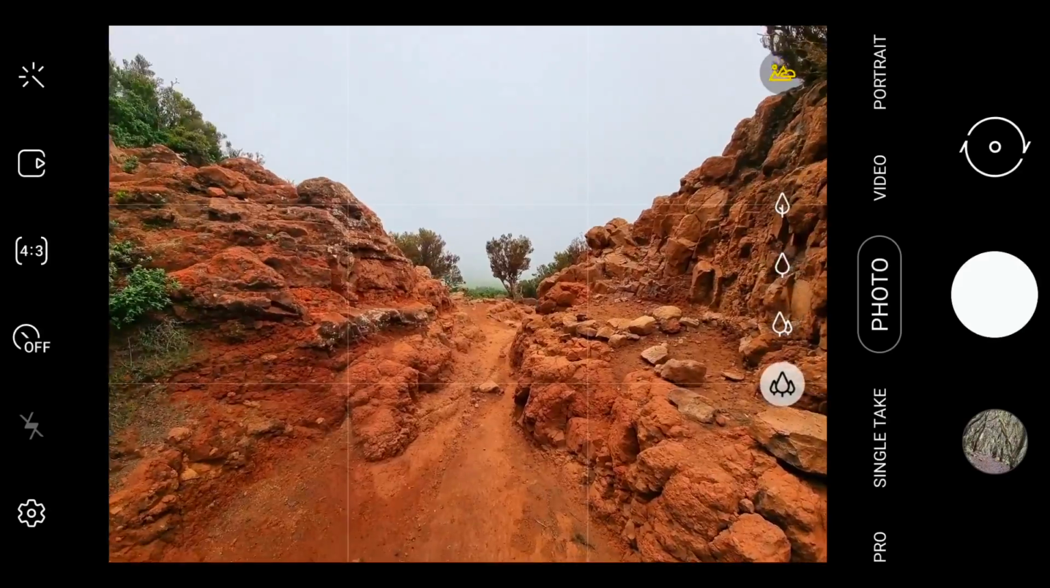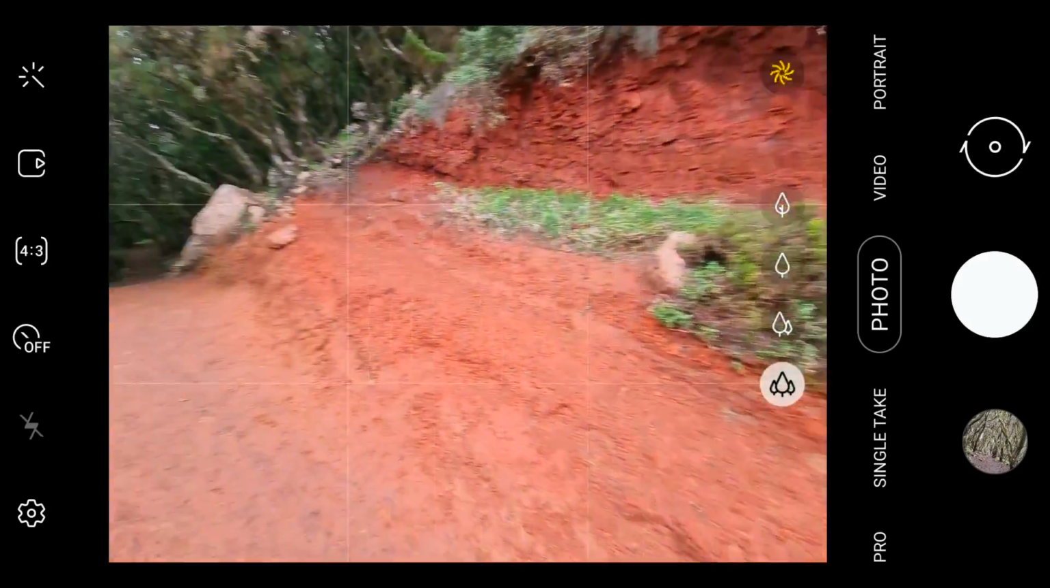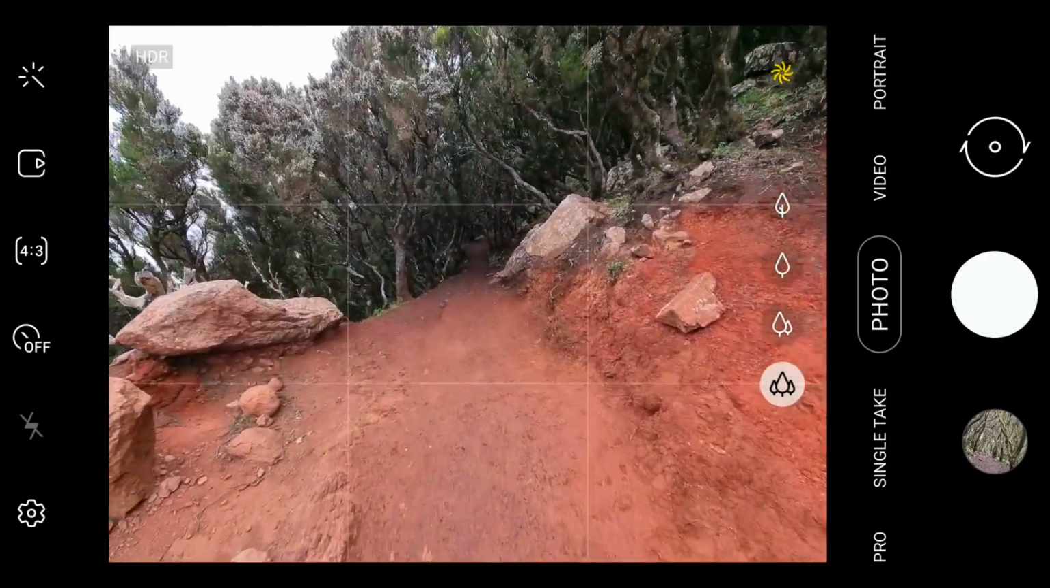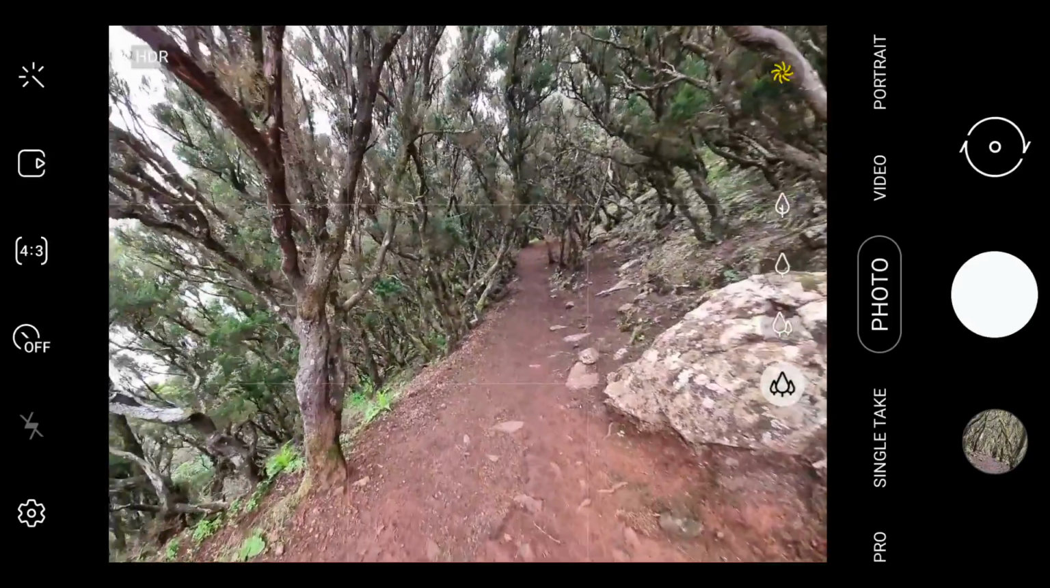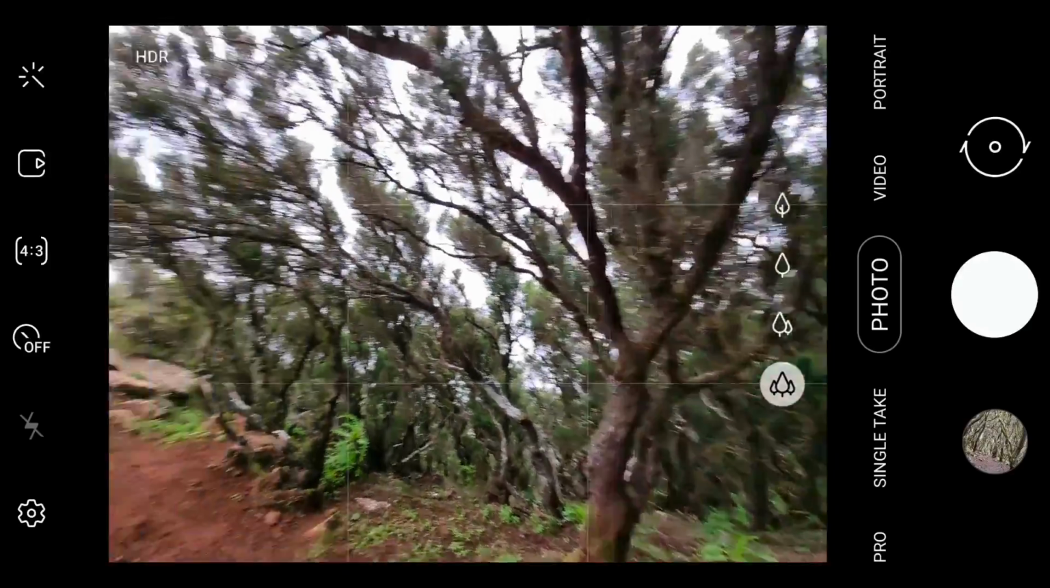Hello guys, so in this video I want to talk to you about another really great composition technique, and that's the use of diagonals. And what are diagonals? Diagonals are basically angled lines, and as you can see I'm entering this beautiful forest.